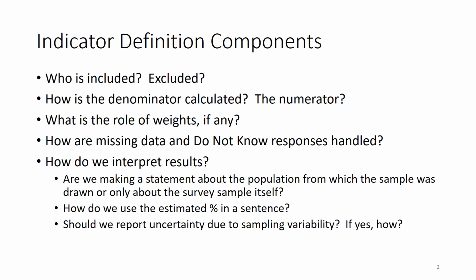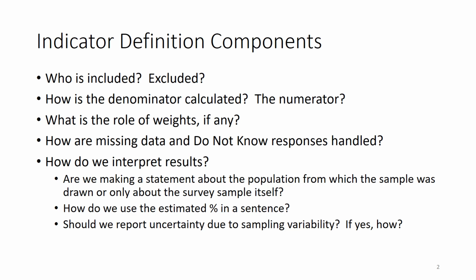So we want to list very carefully who's included and excluded, which respondents are in the calculation. How do we calculate the denominator and the numerator? Is this indicator weighted? What is the role of weights? How do they play into it? What do we do with respondents who didn't answer the question or who answered that they don't know the answer to the question?